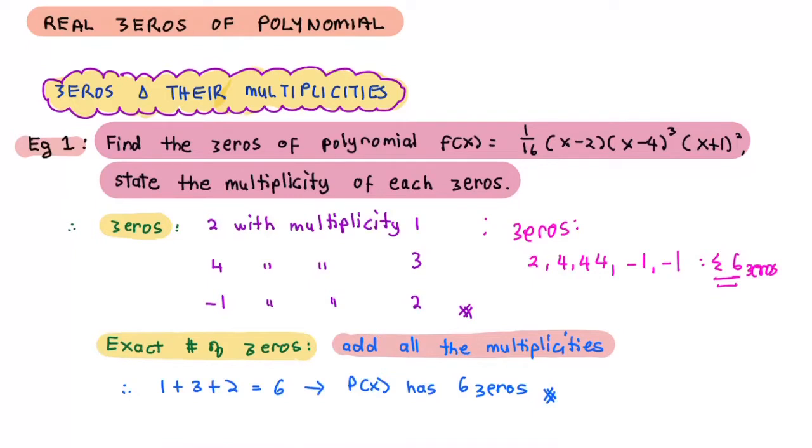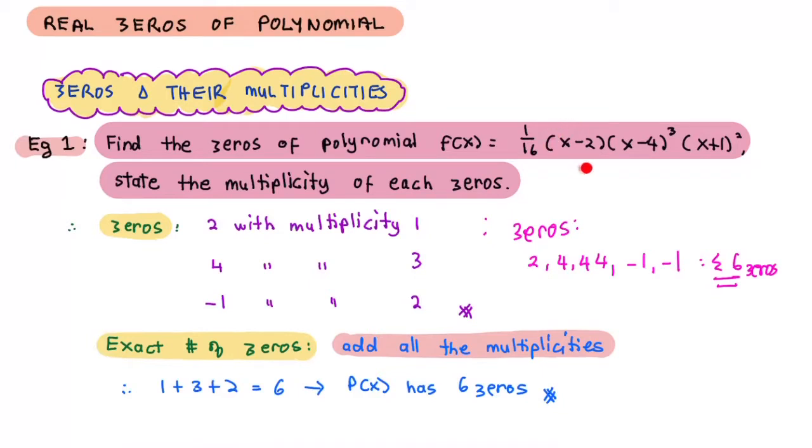In this video, I will explain the real zeros of polynomials. So first of all, let's talk about zeros and their multiplicities. For example, you have this polynomial here. State the multiplicity of each zero. Okay, so that is the question.